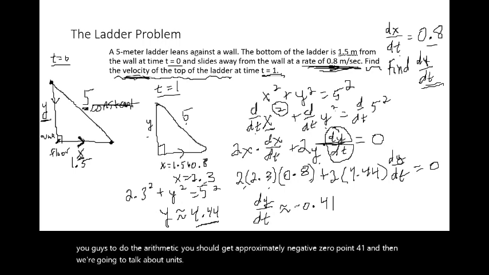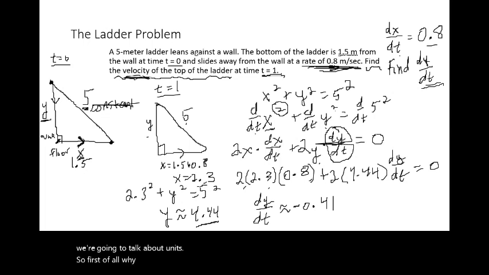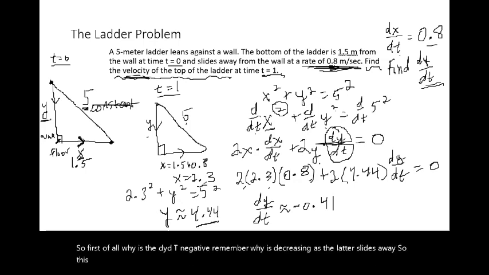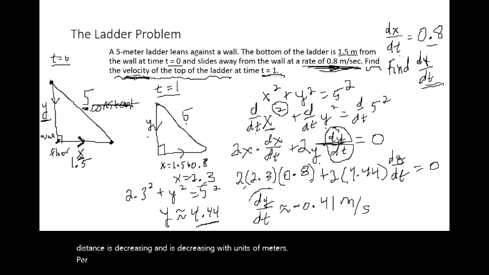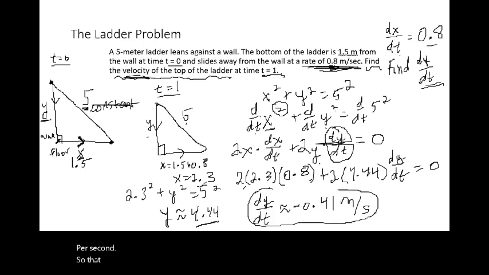So first of all, why is the dy dt negative? Remember, y is decreasing as the ladder slides away. So this is velocity. Velocity can be negative when your displacement is negative. So this means that the y distance is decreasing, and is decreasing with units of meters per second. So that is the velocity of the top of the ladder at t equals 1.